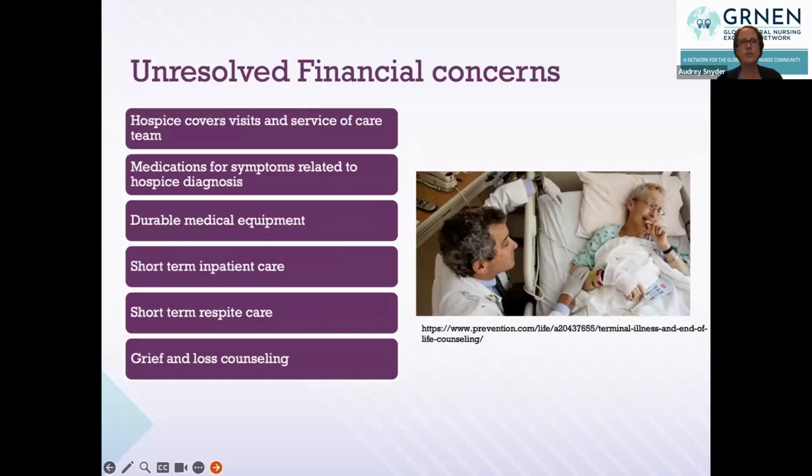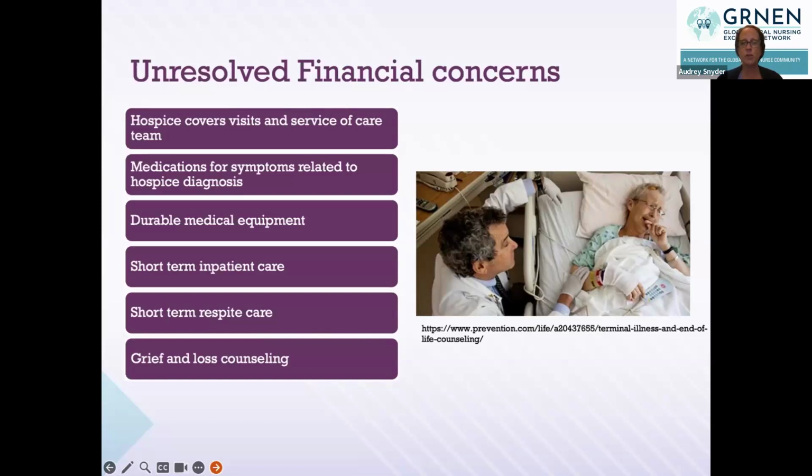Oftentimes there can be unresolved financial concerns for a patient. Hospice covers their visits and the services of the care team. They only cover medications for symptoms related to their hospice diagnosis. It does cover durable medical equipment. So someone on hospice, the team can put a hospital bed in the home. They can put a bedside commode. They can do a shower chair. They can help with walkers, all of those things.